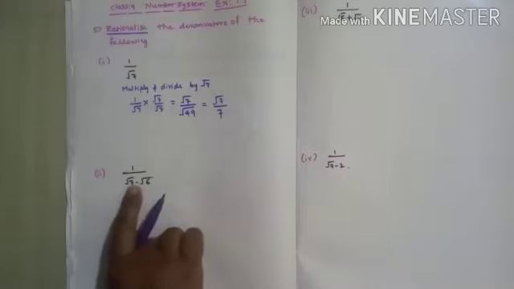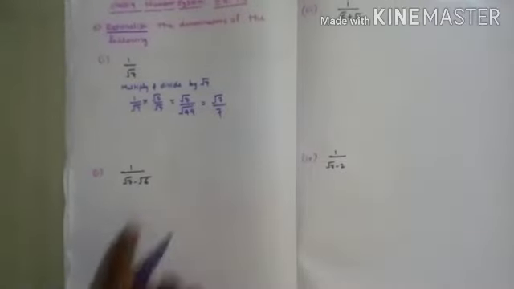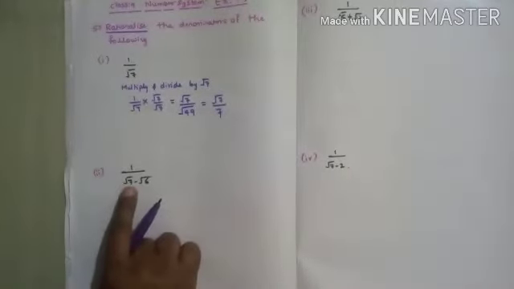If two terms are there, you have to change the sign. If only one term is there, the same number is the rationalizing factor. Here the rationalizing factor of root 7 minus root 6 is root 7 plus root 6. So we have to multiply by root 7 plus root 6.